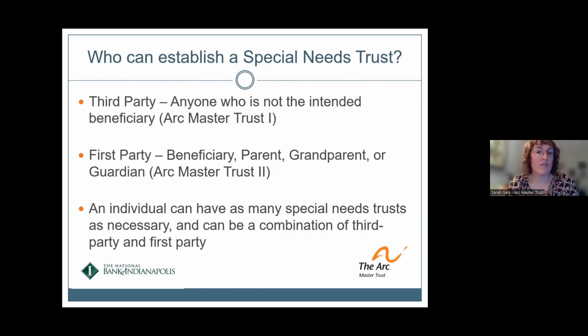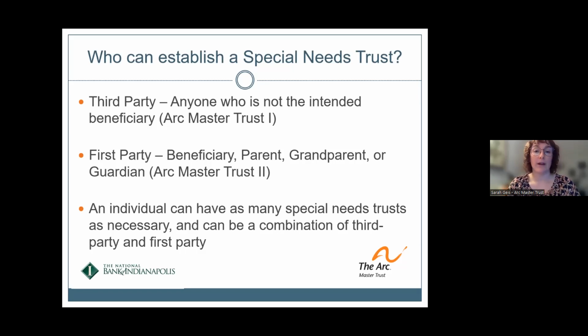However, a representative payee can work with the beneficiary, the parent, the grandparent, or the guardian to get that established. And what that might look like is, let's say that the representative payee of an individual is noticing that they are nearing that $2,000 asset limit, and they've talked with that beneficiary or that parent or guardian, and has recommended, hey, I think establishing a first-party trust would be really beneficial for this individual. And everyone is in agreement that they want to move forward with that.